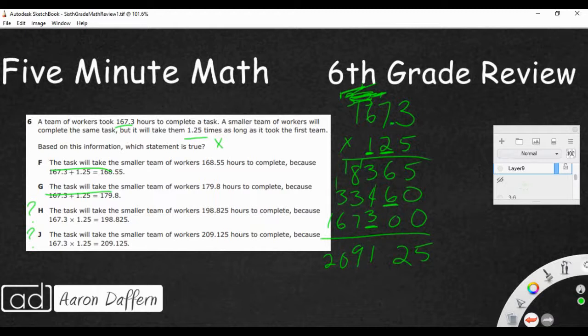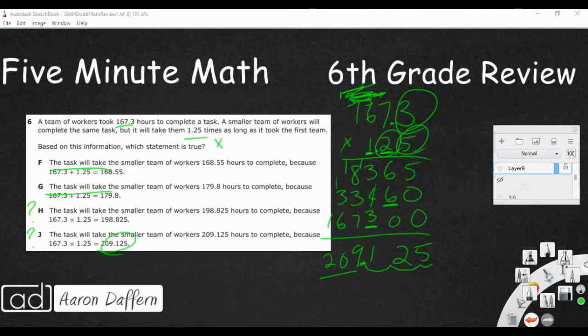That's where they started. We didn't need them when we were multiplying. Look at the factors. I've got 1, 2, 3 digits behind the decimal point in my factors, which means I need 1, 2, 3 digits behind the decimal in my product. So it's going to be 209.125. So the answer is J.